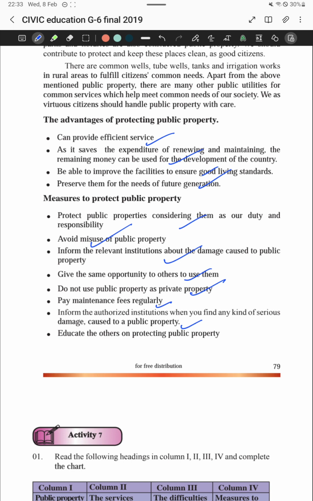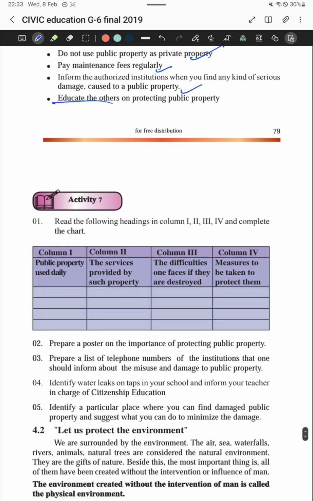So educate the others on protecting the public property. Let others also know what the purposes are, what the advantages are that you can get by protecting the public property. Okay, let's then move to the other part.